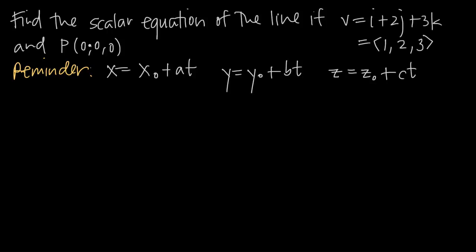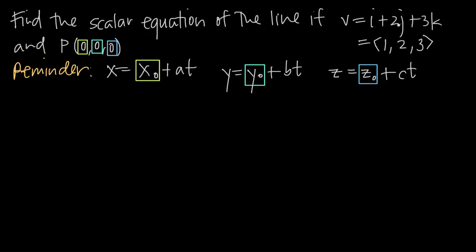In other words, we're going to take this value here of x in the coordinate point and plug it in for x sub 0. We're going to take the value of y in the coordinate point here and plug it in for y sub 0. And then we're going to take the value for z in the coordinate point and plug it in for z sub 0, and that'll always be the case.